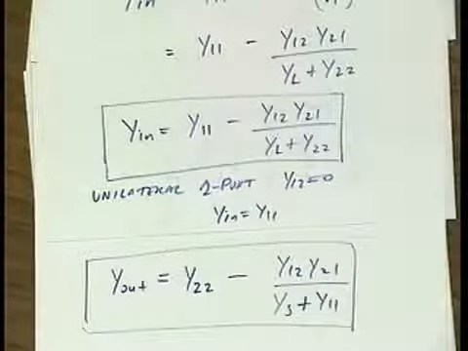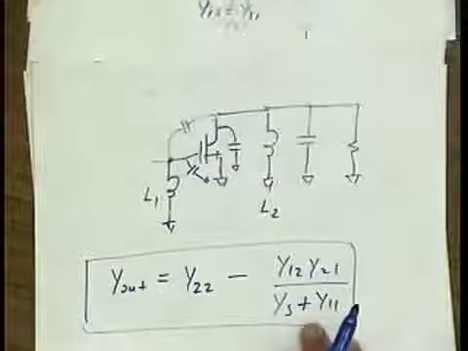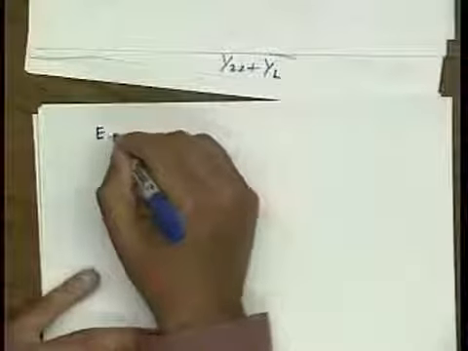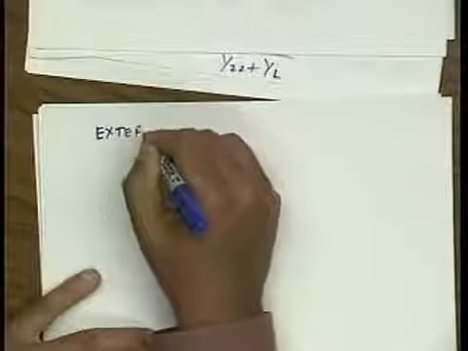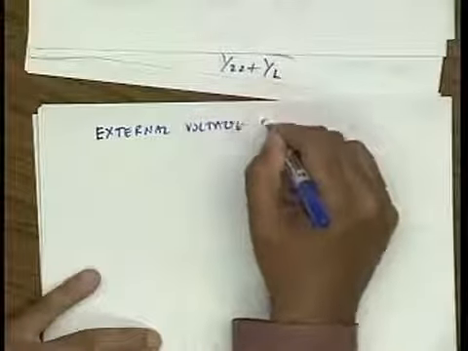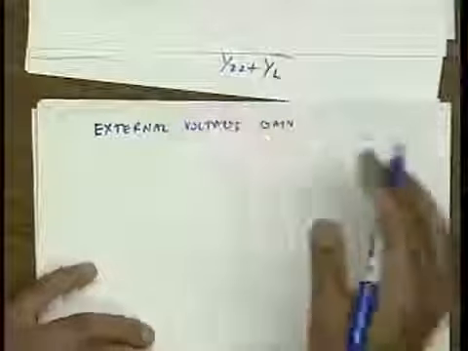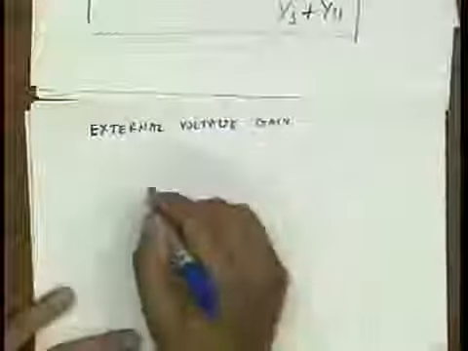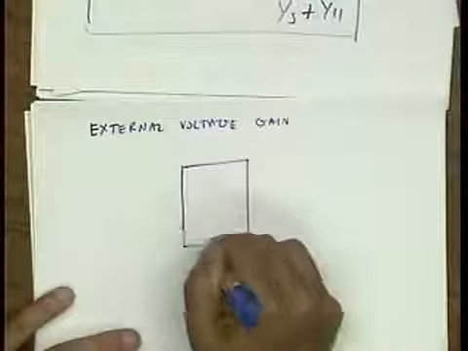Questions? Okay, so we found the voltage gain for the internal nodes. Let's find the so-called external voltage gain. In other words, from the source to the load. So let me redraw the picture.